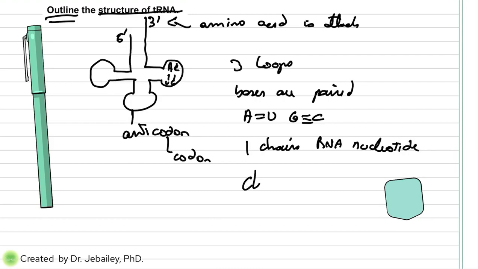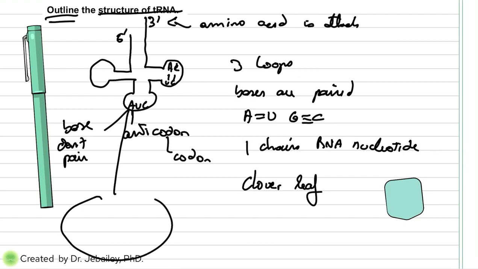It's also a clover. It looks like a clover leaf. Anything else that I can think of? Yeah, the anticodons, for example, let's say AUC, the bases of the anticodon don't pair up. What I mean by that, if I put it up here, let's make it bigger, A binds with U and C binds with G. But when it comes to the anticodon, let's say AUC, you don't see them pair up with anything. So these are basically some of the ideas about the structure.